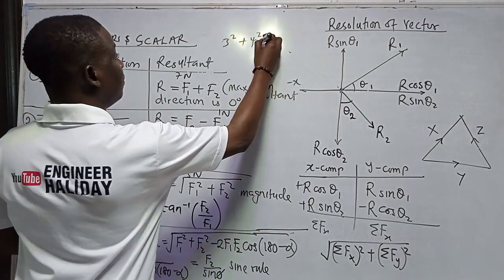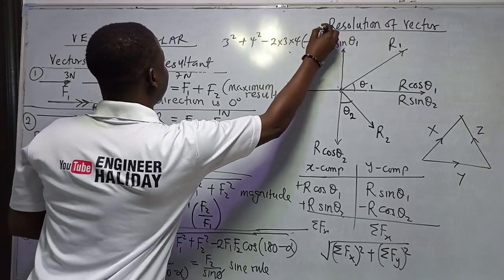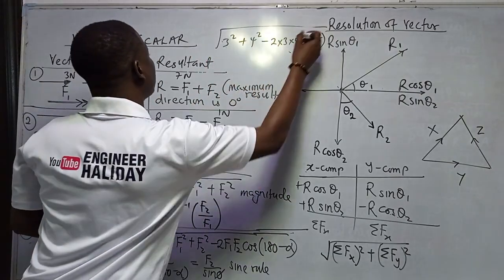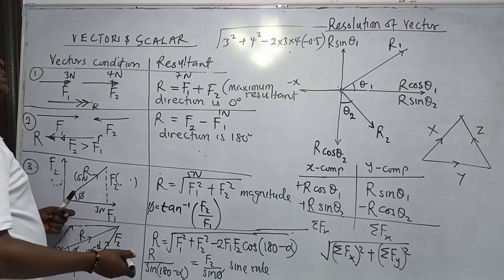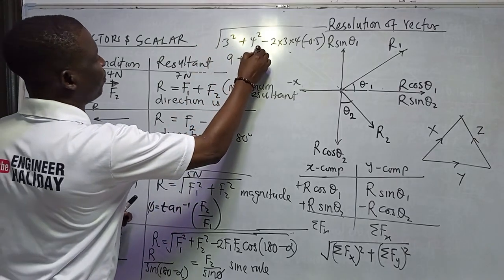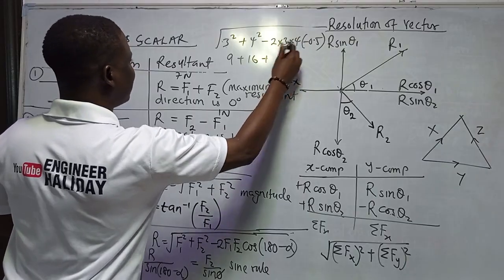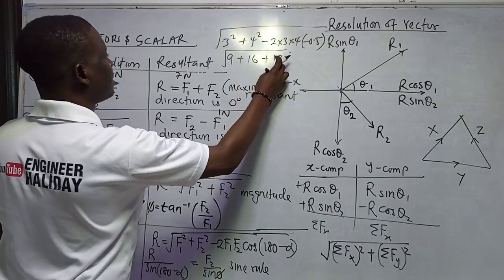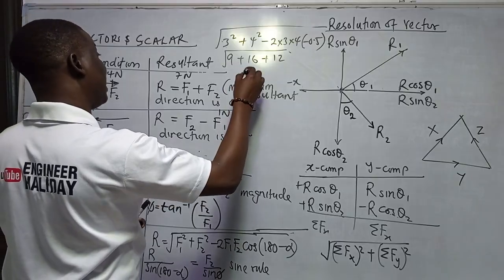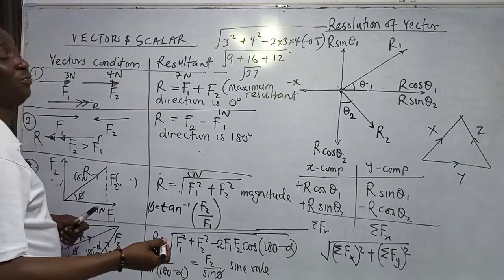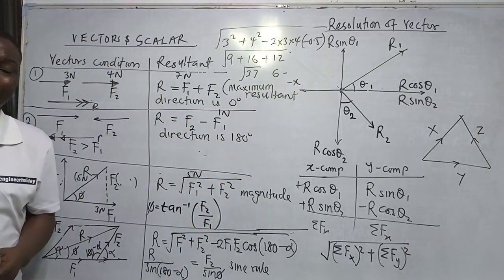So this one will be minus 2 times 3 times 4 times minus 0.5. At the end of the day, when you take the square root of this one, it will be smaller than this. This one is 9 plus 16 plus 12, which is 24 times 0.5, giving us 12. 16 plus 12 is 28, plus 9 will give us 37. The square root of 37 should be about 6 point something, which is not close to 7.